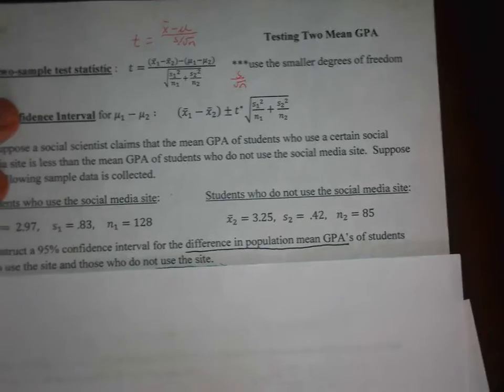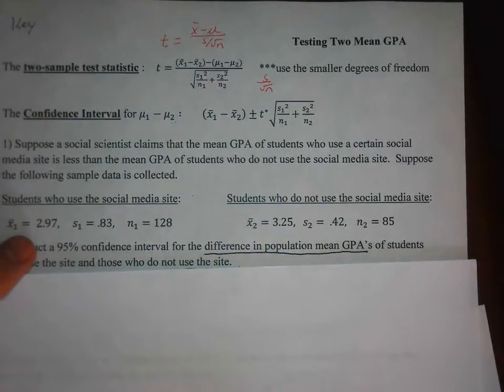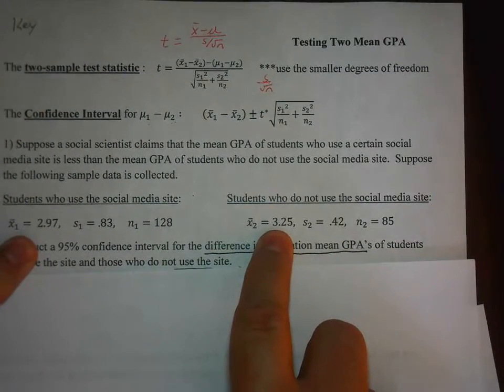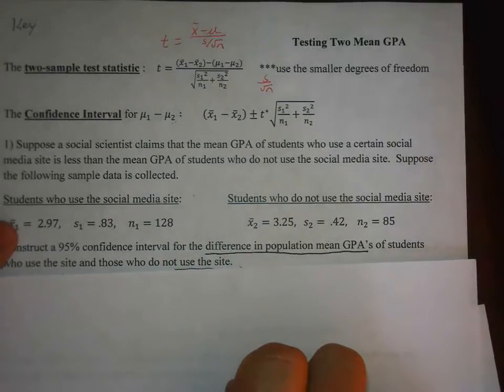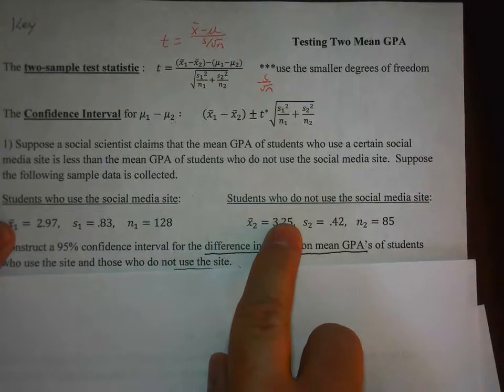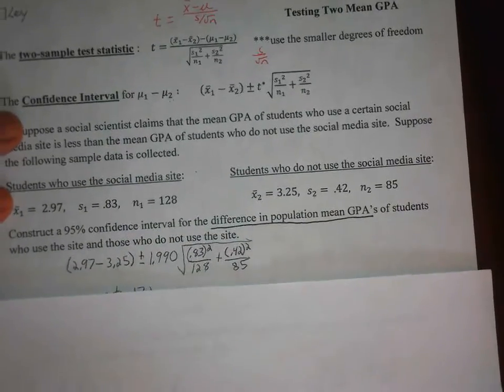Okay, so we're going to take the difference in the sample means, 2.97 minus 3.25. My first group is those who use the site. My second group is those who do not use the site. So you subtract those.